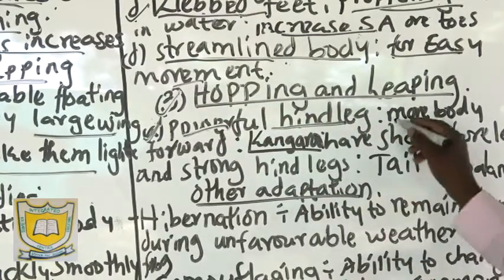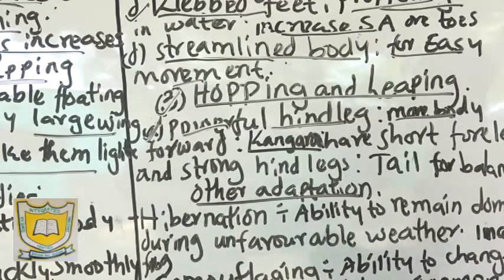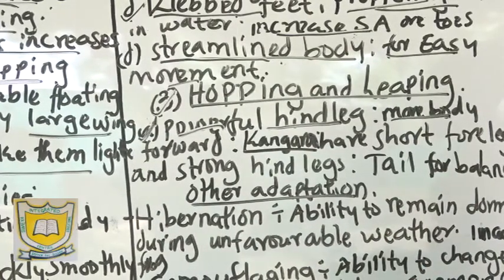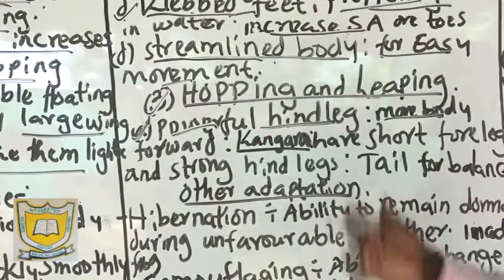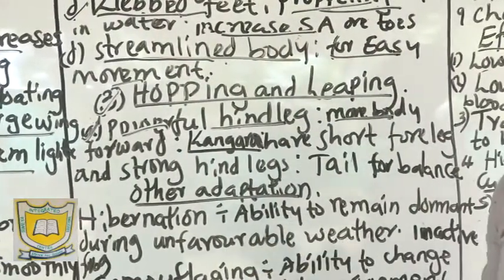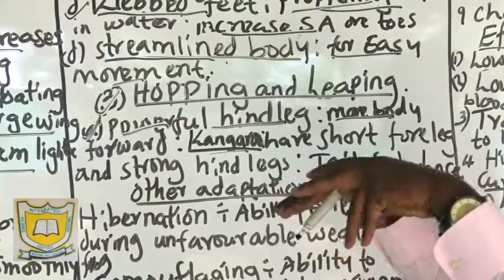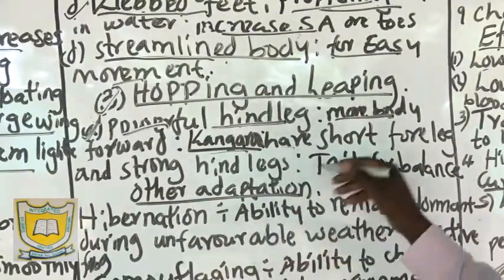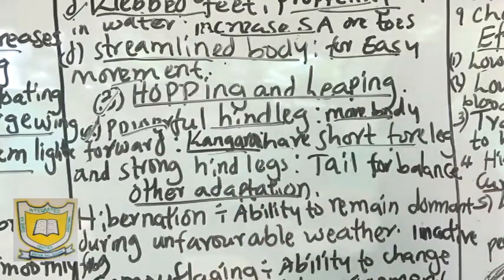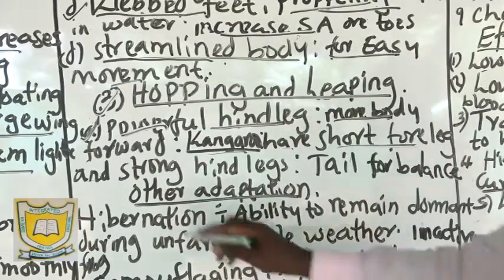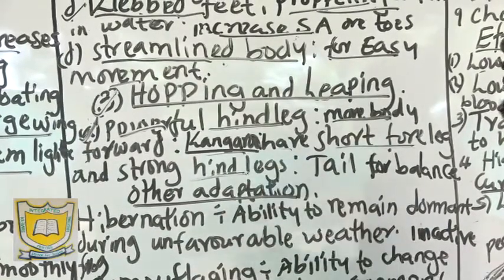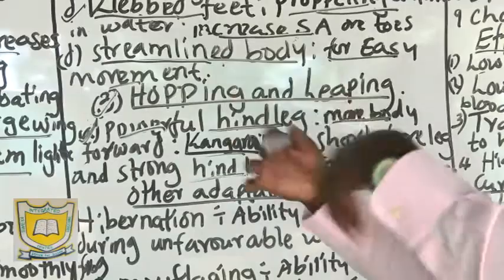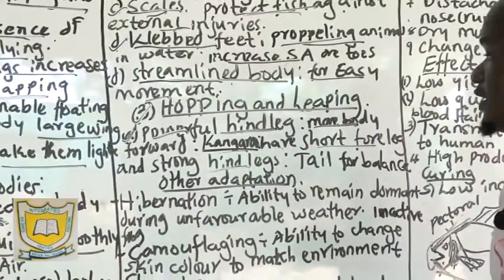This helps these animals to move forward. If you observe, a grasshopper is a good example. It has powerful hind legs so that it can jump or hop to another direction. Also, we have an example like the kangaroo. When you look at the kangaroo's legs, the front legs are short, but the behind legs, or the hind legs, are strong and long. What makes it this way? So that it can help with movement, jumping and leaping from one area to another.